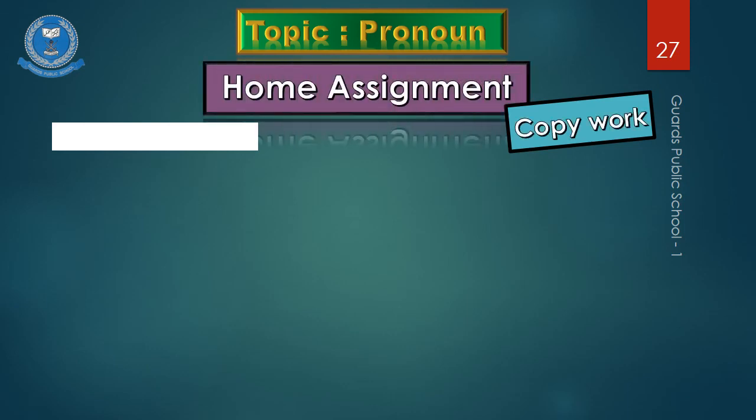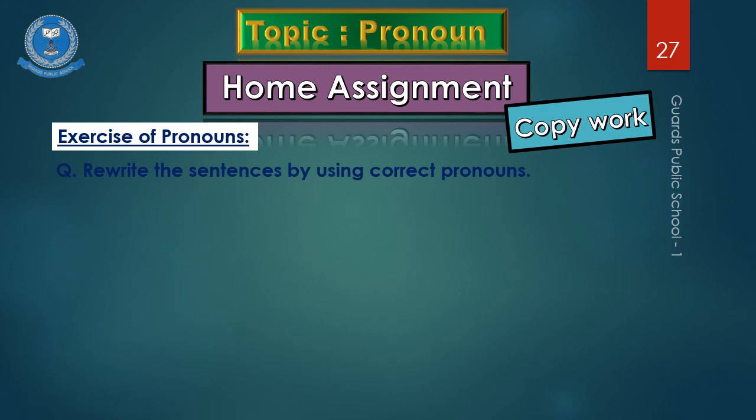In the copy work you have to do one more exercise, that is: rewrite the sentences by using correct pronouns. You have to give the same heading, exercise of pronoun. Then you will leave one line, then write the question and start your work. Number 1: Tiger is a first animal. So you will write the answer, tiger is an animal. So in place of tiger you will write: it is a first animal.